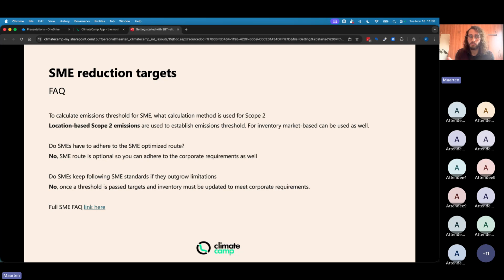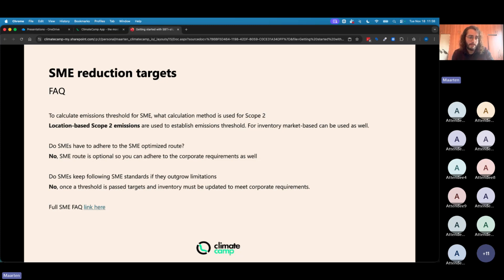Some small FAQs when it comes to the SME routes to calculate the emissions threshold. So there's 10,000 tons of CO2 equivalent. What calculation method do you use? Well, when it comes to Scope 2, you use location-based Scope 2 emissions, but that is only used to establish the emissions threshold. So if you're under this 10,000 or not, but when you start making your GHG inventory, you can use market-based as well. It's just location-based for the initial estimation.